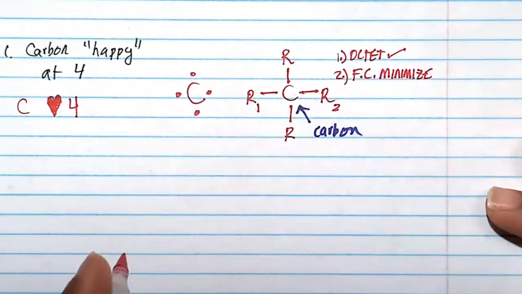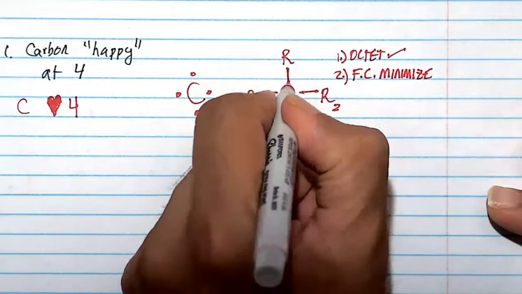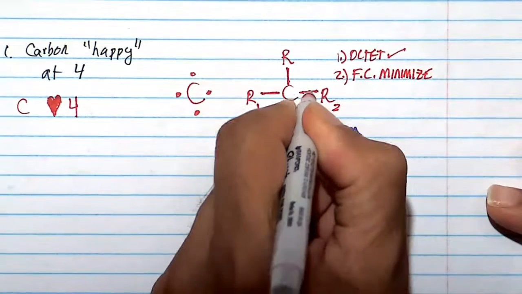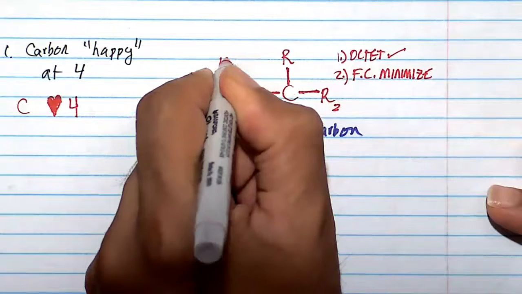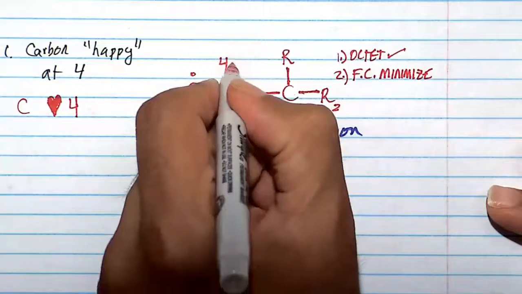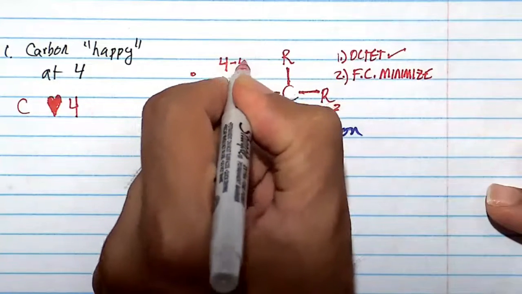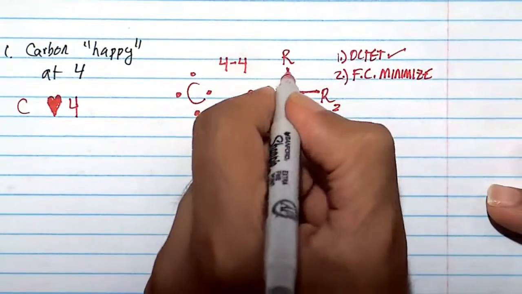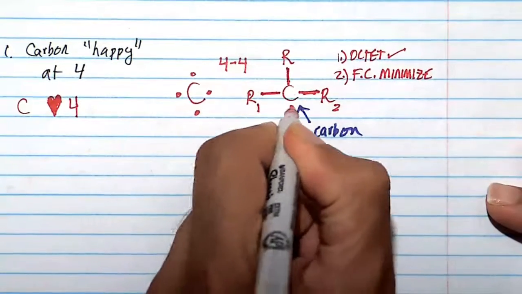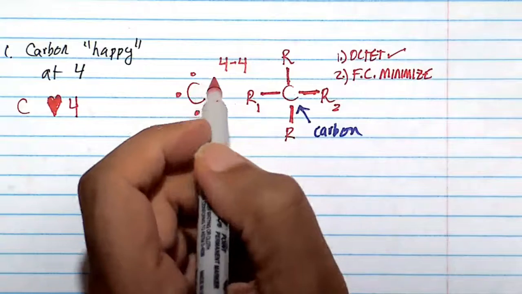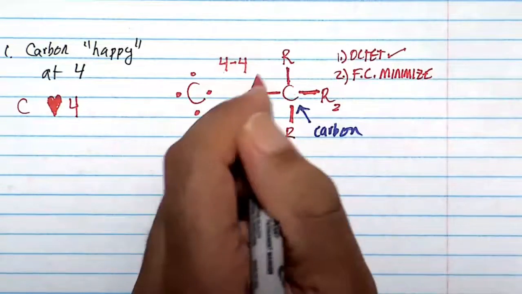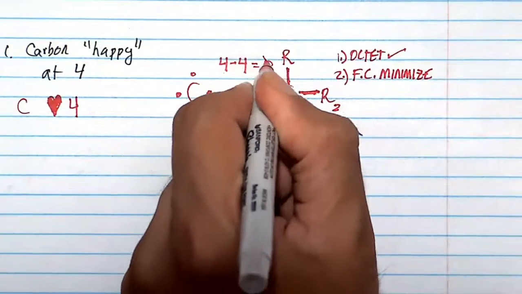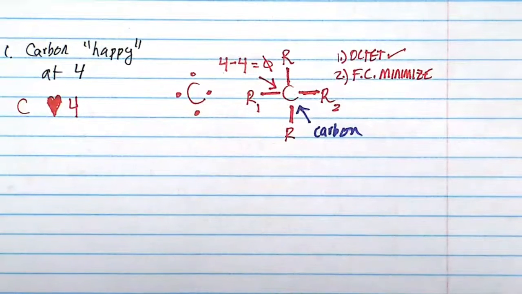Then formal charge minimization. This is how you do formal charge calculations. Carbon is happy at 4. The number of electrons around the atom, 1, 2, 3, 4, is 4. So carbon happy at 4 minus the 4 bonds around it, and the formal charge on this carbon is going to be 0.